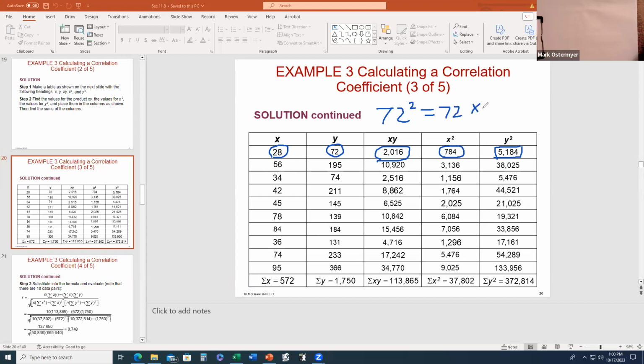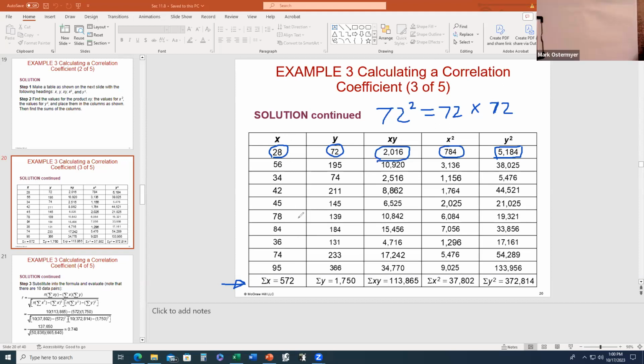And that's how they got that big number, 5,184 there. And they did that for all the other values too. Notice at the bottom of each column, what did they do? What does this sigma notation indicate they did? They added that column together. They added the column up, exactly.